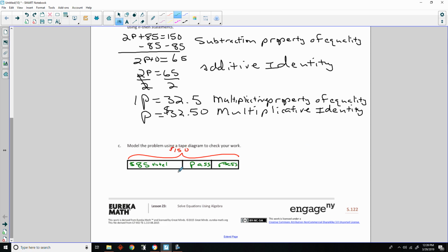So we knew this was $85. So to solve this, we would say 150 minus 85 would be 65. So if this is 85, this is 65. And then you divide the two, and we get 32.50. Okay, so that's what a tape diagram would look like for your trip.